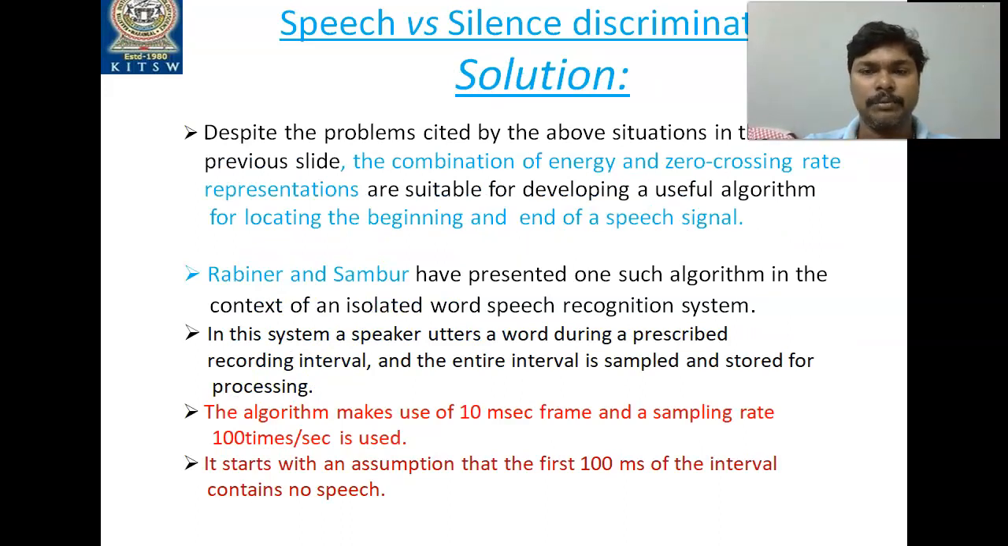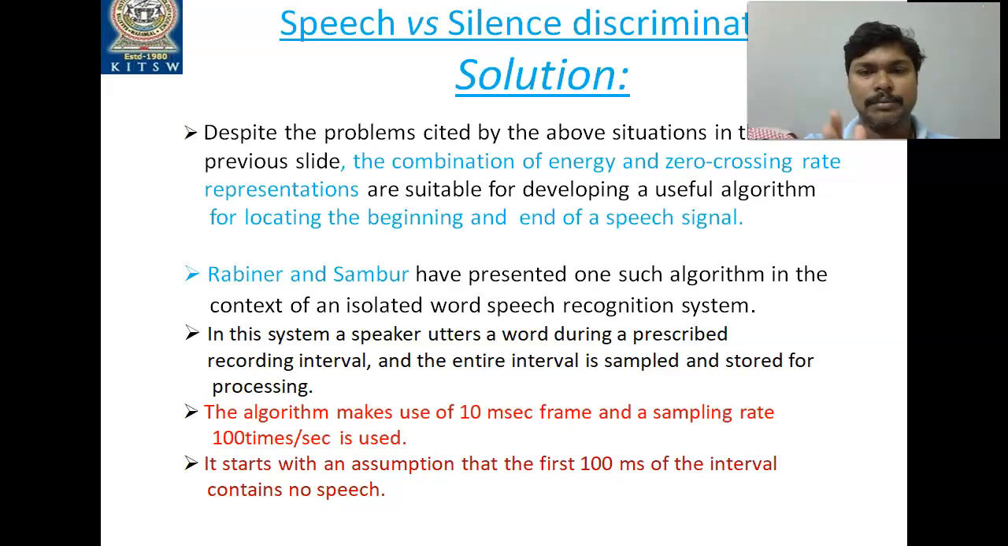Despite the problems cited about the situation in the previous slide, the combination of energy and the zero crossing rate representation is suitable for developing a useful algorithm for locating the beginning and end of a speech signal. These two scientists worked on this, and Rabiner and Sambur presented one such algorithm in the context of an isolated word speech recognition system. In unit number 4, you are going to be studying this topic, the isolated word speech recognition system.